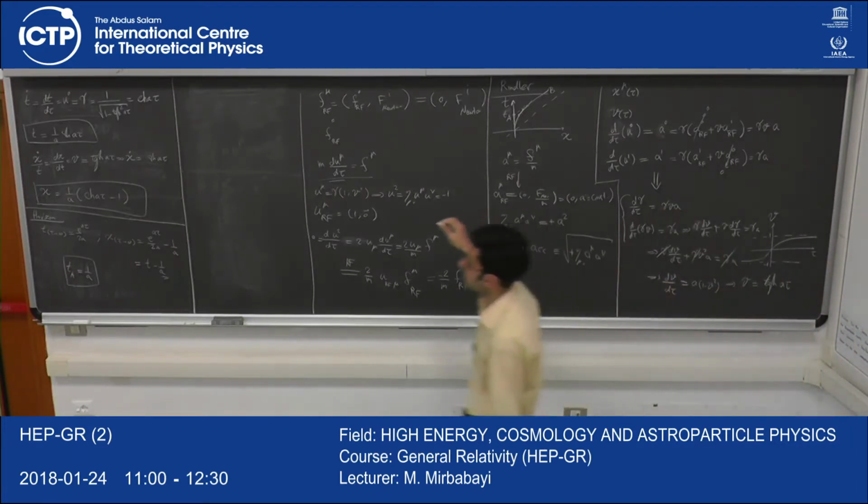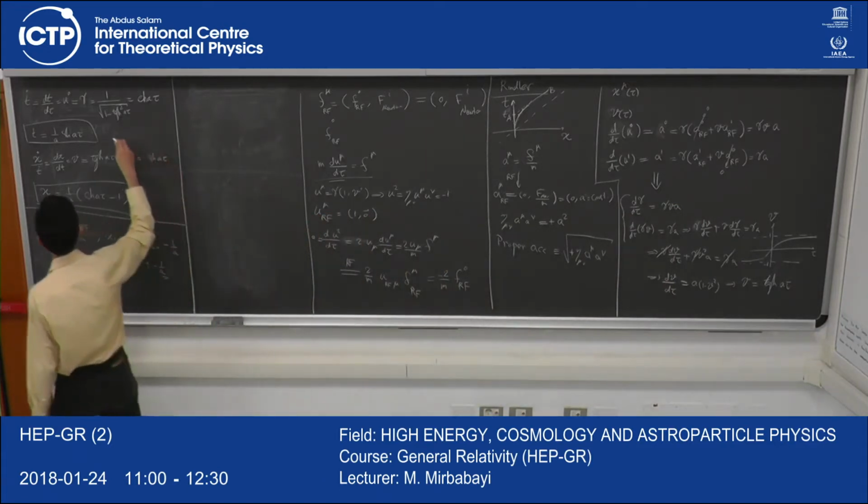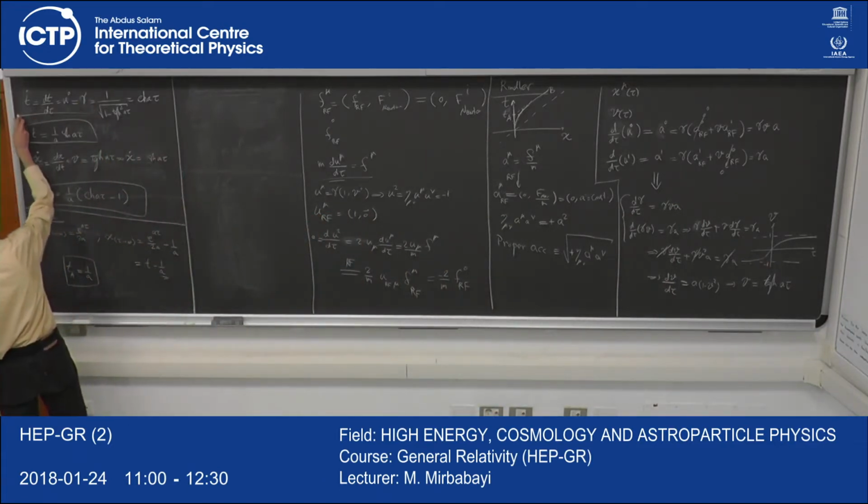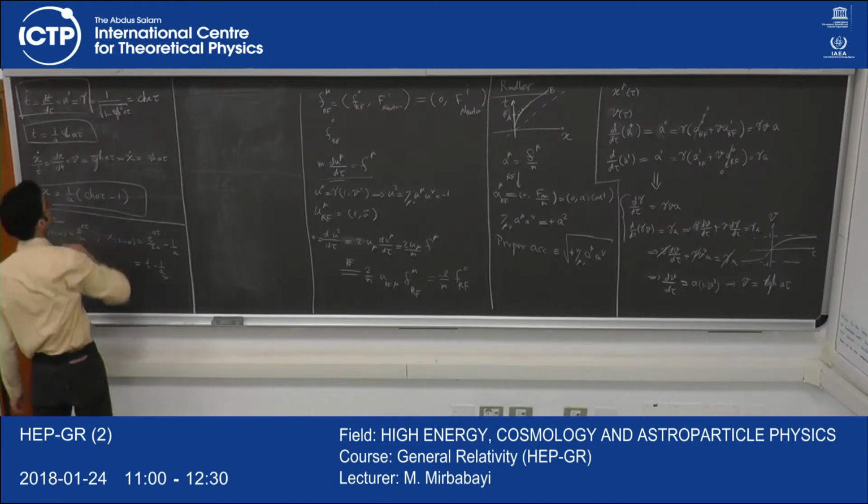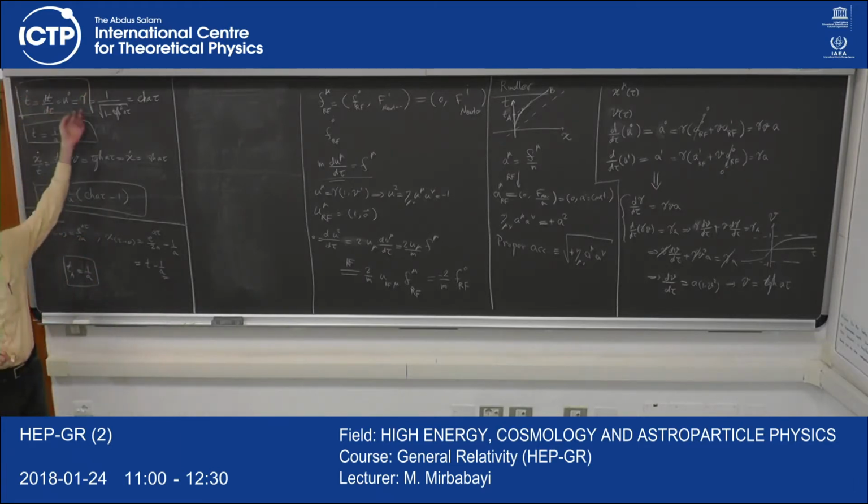What is true is this relation. This is always correct. dt/dtau is always gamma. But t as a function of tau is not just gamma tau. Here, the relation between t and tau is different, right?